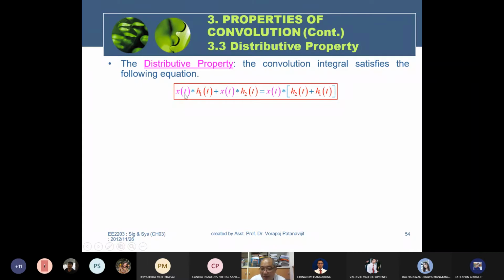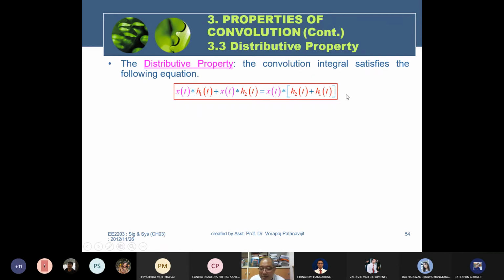For example, on the left hand side, how many convolution operations must you take? You have two, this one and this one. It means if you compute following the left hand side, you must take the convolution two times. But if you proceed on the right hand side, adding the signals is not difficult, right? Therefore, you take the convolution only one time.